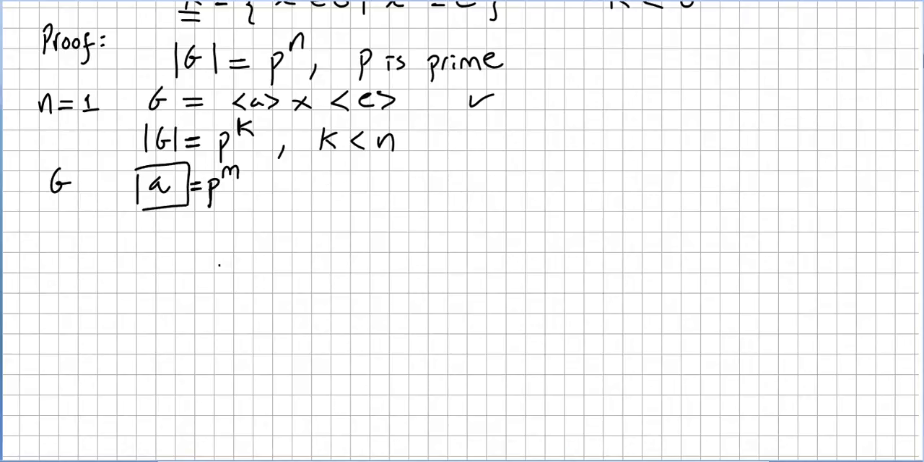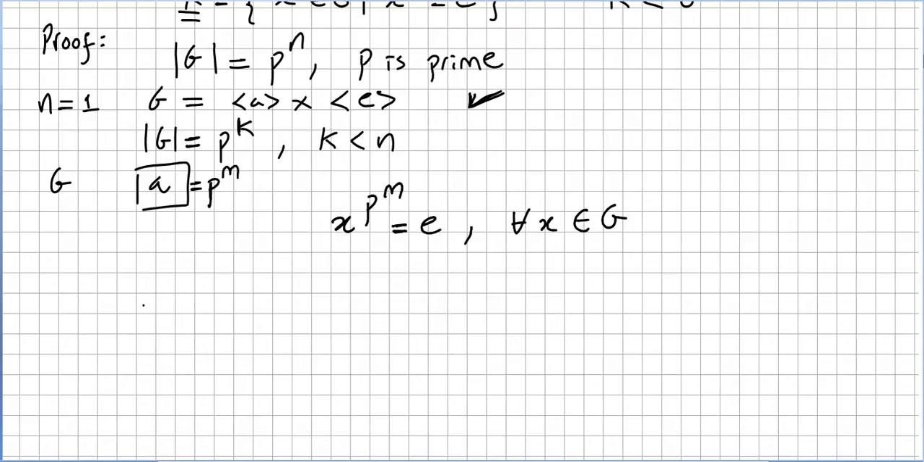Okay, so this was for n equals 1. Quick revision. So the order of G is p to the power of n, and the induction hypothesis holds for order p to the power of k, where k is less than n and k is fixed. Now we go back to the group G. We pick an element A with the order p to the power of m. So x to the power of p to the power of m will be the identity for all x in G.